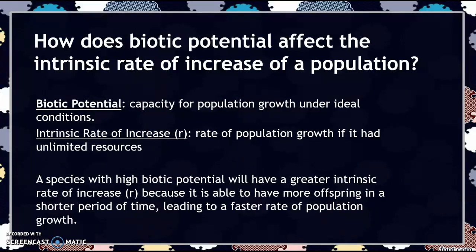So, how does biotic potential affect the intrinsic rate of increase in a population? Again, biotic potential was capacity for population growth under ideal conditions, and intrinsic rate of increase, or R, is the rate of population growth if it had unlimited resources. A species with high biotic potential will have a greater intrinsic rate of increase because it's able to have more offspring in a shorter period of time, leading to a faster rate of reproductive or population growth.